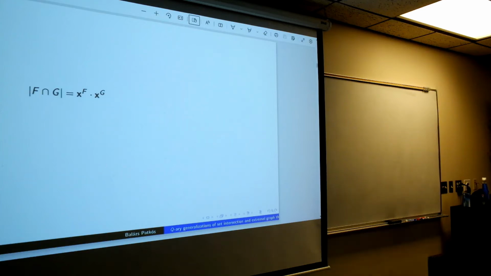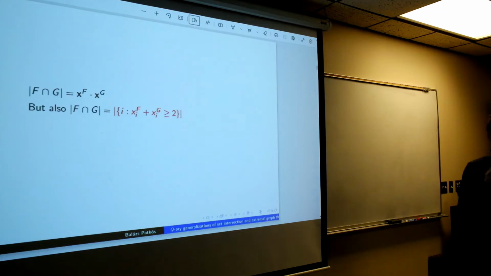But for me today, it will be different. All that matters is how many indices there are where both entries are 1. So I could write that the intersection size is just the number of indices where the two entries are both 1, so that they add up to at least 2. Okay.